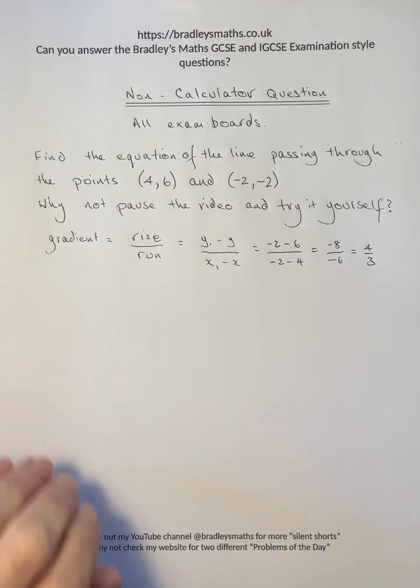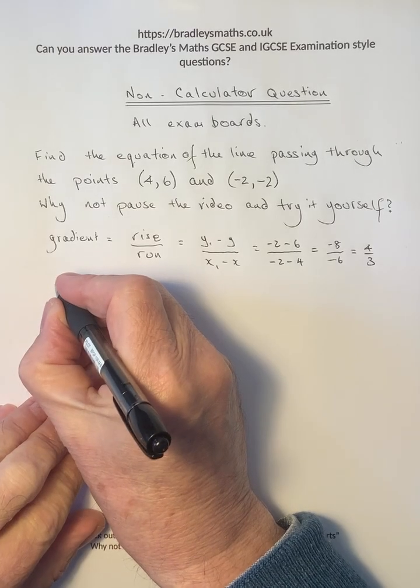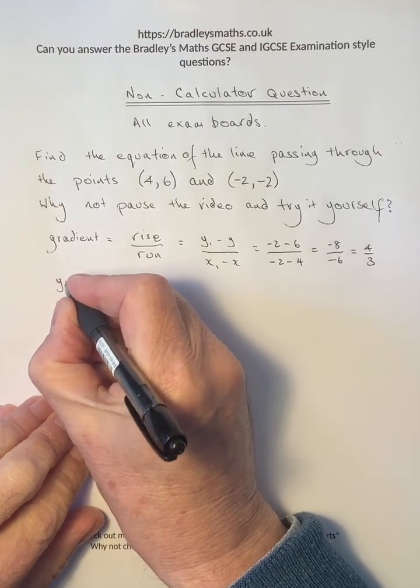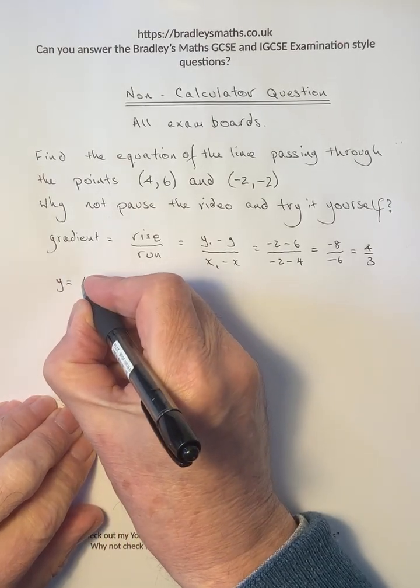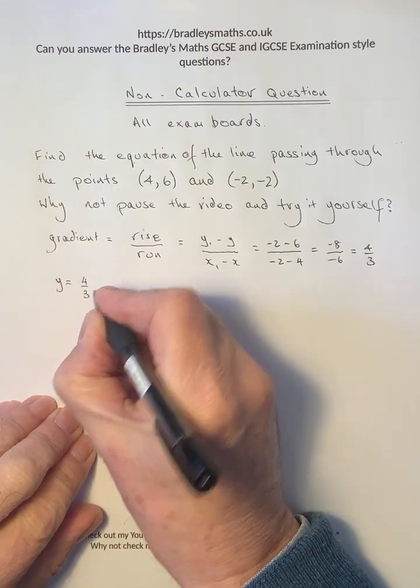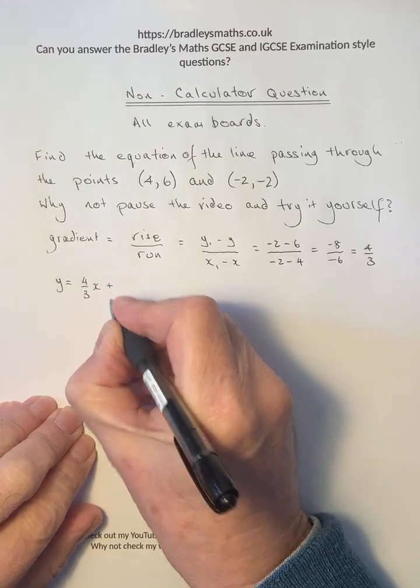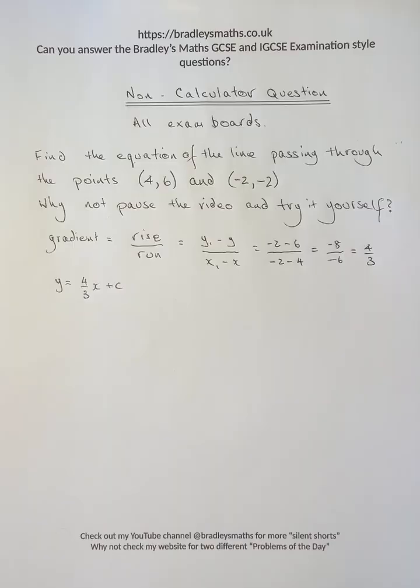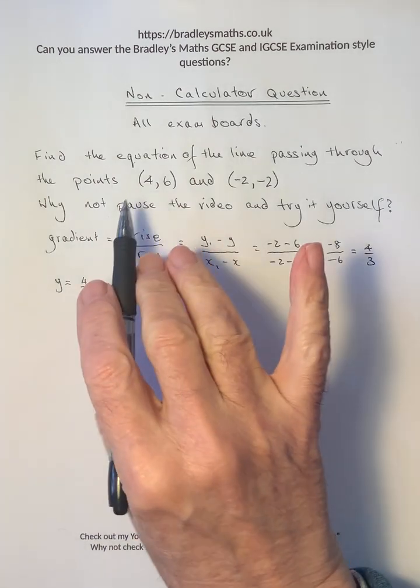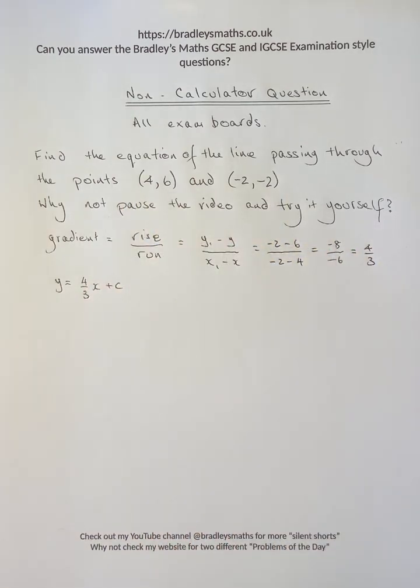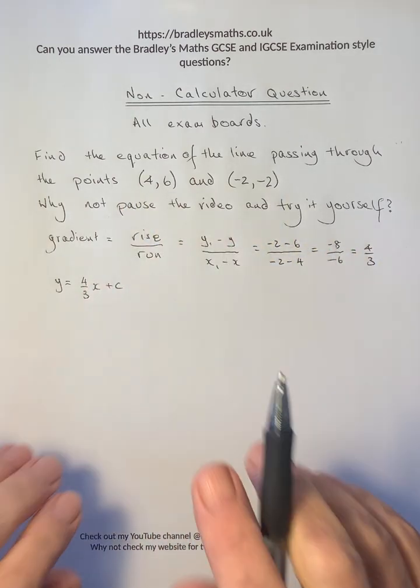We can now, first of all, write down part of the equation. We know that it's going to be y equals 4/3 of x plus c. c is the y-intercept, and we do not know this yet. We can't see it just from the two brackets that we've got. We have to work it out.